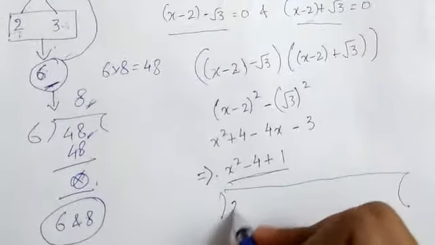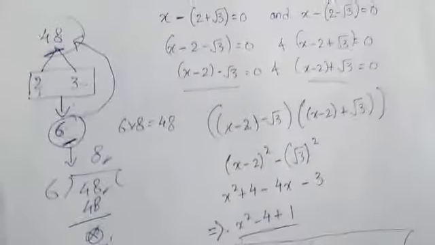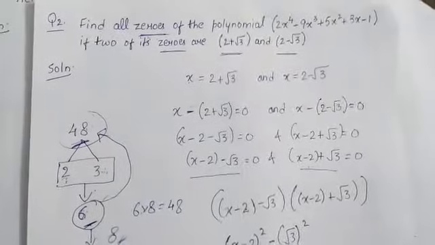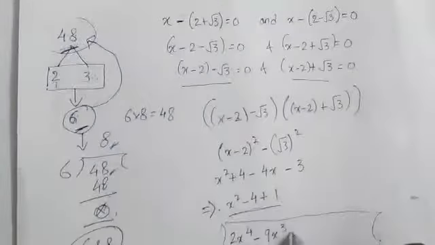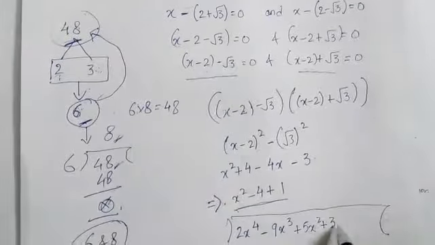So let us divide it. 2x to the power 4 minus 9x cube plus 5x square plus 3x minus 1.